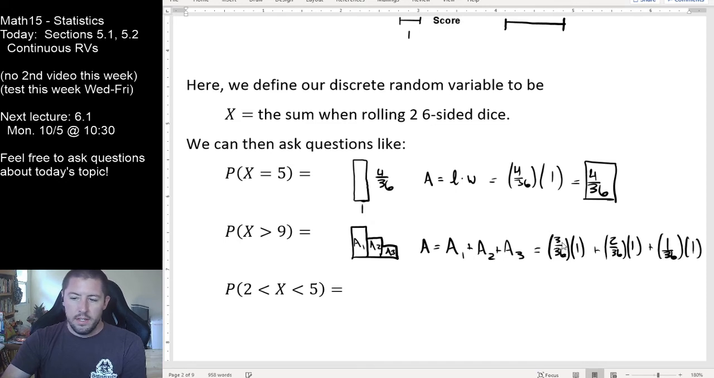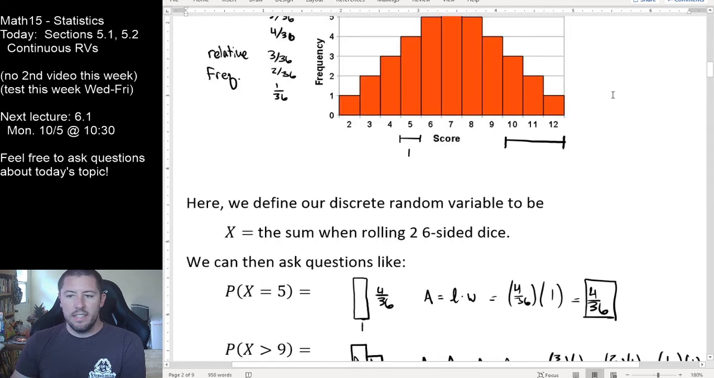I can see here this is 3 36ths plus 2 36ths plus 1 36th should be giving us 6 36ths overall for our probability right here. And it is the case that there are 6 different ways to roll 10, 11, or 12 on a die out of the 36 total possible outcomes there.